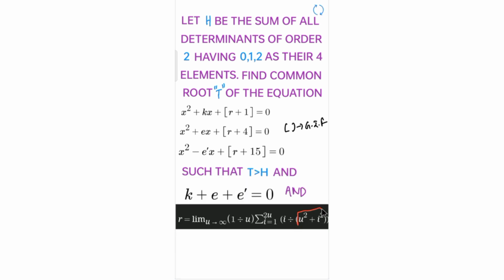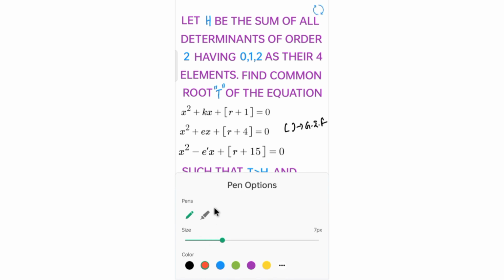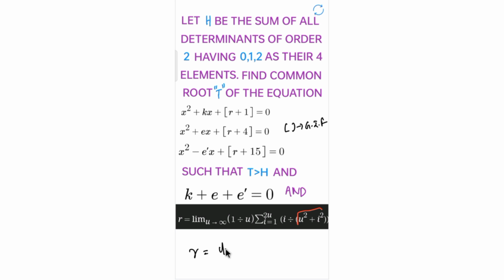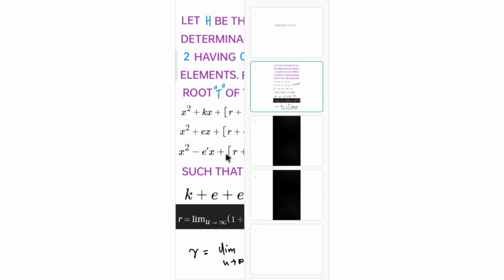So the whole root. Let me write this value again in black. r is equal to the limit as u tends to infinity of 1/u times the sum for i = 1 to 2u of 2u·i divided by the root of i² + u². Alright, so this is the equation that has been given to us. This is the value of r, and this is the whole question. How you approach it is what I'm going to explain right now.